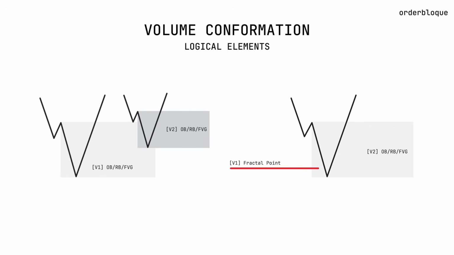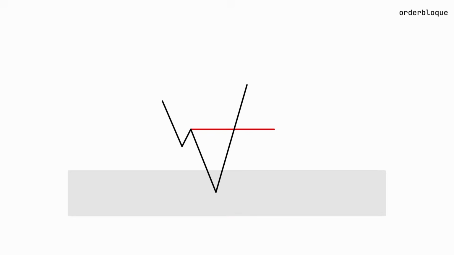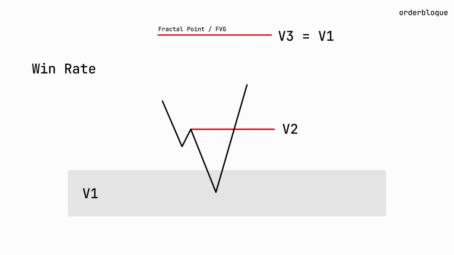These 2 logical elements can already be considered a complete trading strategy because they encompass the basic market mechanics. If we take the zone of interest as V1, volume confirmation as V2 on a lower time frame, and target V3 on the same time frame as V1, we achieve a win rate of 53% to 60% based on my personal analysis. And that's without considering any additional context. This alone can be profitable and allow you to make money as a trader.